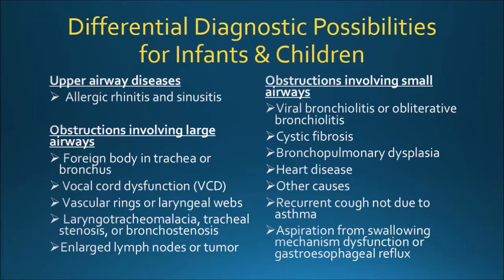And obstructions involving small airways include viral bronchiolitis or obliterative bronchiolitis, cystic fibrosis, bronchopulmonary dysplasia, heart disease, and other causes. Recurrent cough not due to asthma, aspiration from swallowing mechanism dysfunction, or gastroesophageal reflux.